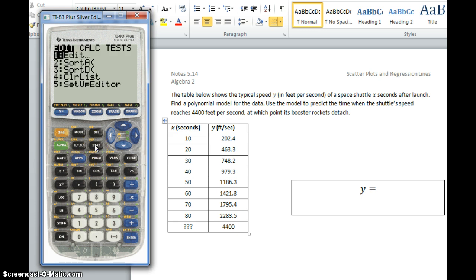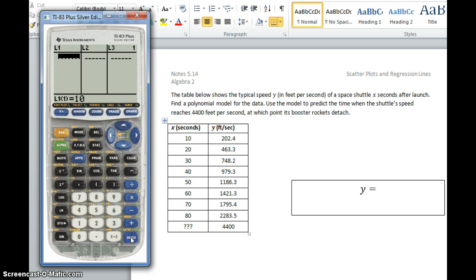Okay, and when I go into stat, it gives me some options here. I can either edit my table. Second option, if I scroll to the right, I can do calculations with my table. Or the third thing, I can do some tests with the table, and you'll use that in maybe a statistics class, but we won't use it here. We want to edit our table, because we don't have any information in there. So I'm going to hit enter, and I'm just going to start typing in values.